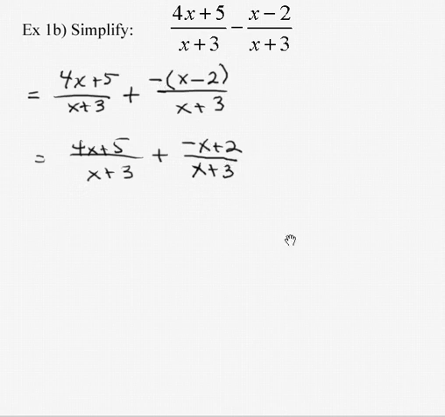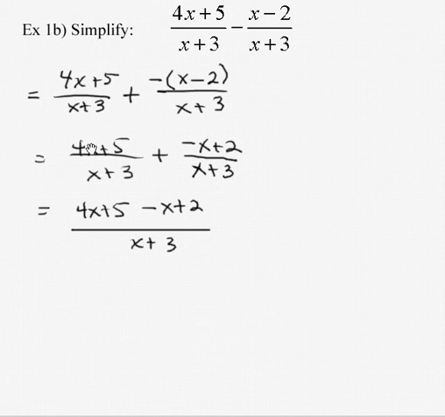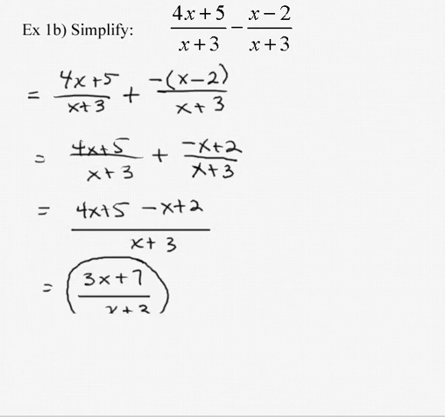The denominators are the same. I'm going to keep it. We're going to add the numerators, 4x plus 5 plus the negative x plus 2. Collect our like terms. 4x minus 1x is 3x. 5 plus 2 is 7. And then the denominator is x plus 3. Now, I would go to factor the numerator completely, but it doesn't factor. Factor the denominator completely, but it already is. Any factors the same in the numerator and denominator would reduce, but there are not any, so that's my answer.